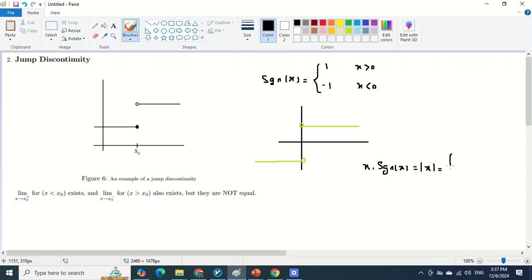It's equal to x for the positive values, and for the negative values we have minus x, and this will be a continuous function indeed. And it's a good example to see that the multiplication of one discontinuous function and one continuous function will be continuous as well. So the result will be the absolute value.